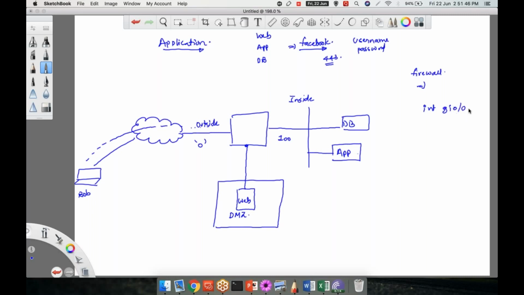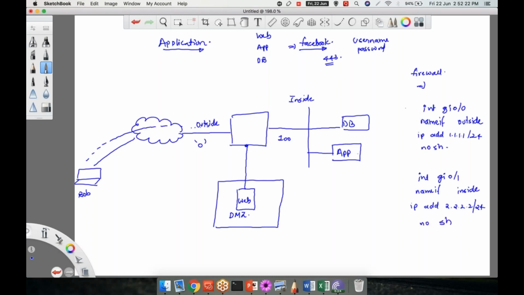The best practice says gig 0/0 should be given the command nameif as outside. I'll give an IP address to that, let's say 1.1.1.1/24, and I'll give a no shut. In the very same way, I'll write interface gig 0/1, nameif as inside, and let's say I've given it the IP address 2.2.2.2/24, and I'll give no shut.